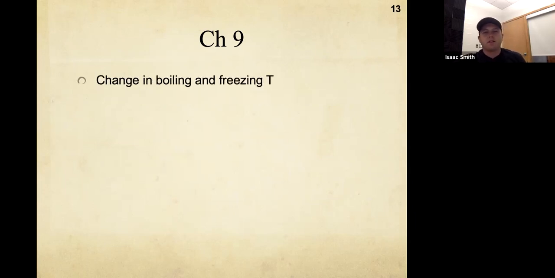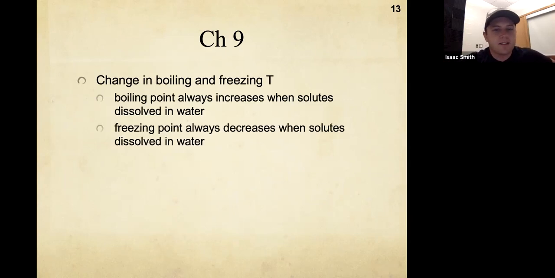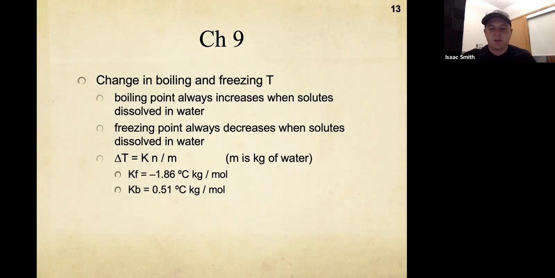Another thing we talked about with solutions was changes in boiling point and the freezing point. So the boiling point increases when you dissolve solutes in water, and the freezing point decreases. Right? We had some equations here. So the change in temperature is equal to K, whether it's for freezing or boiling, times the number of moles of solute divided by the mass of water that you have.